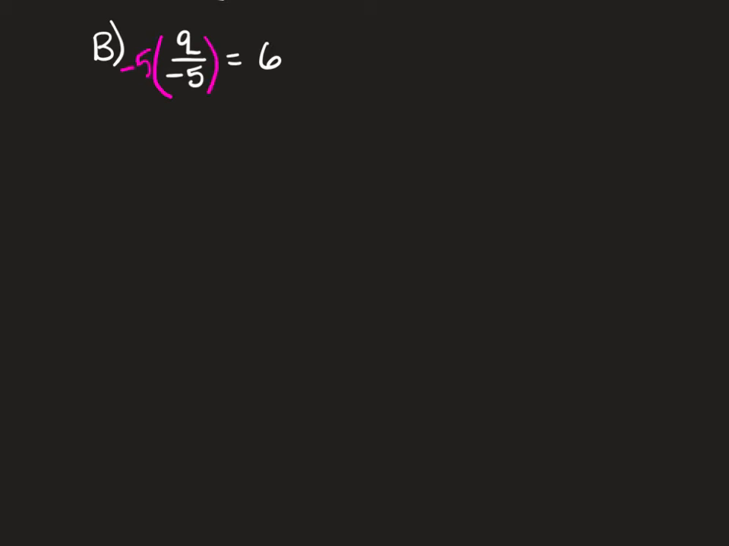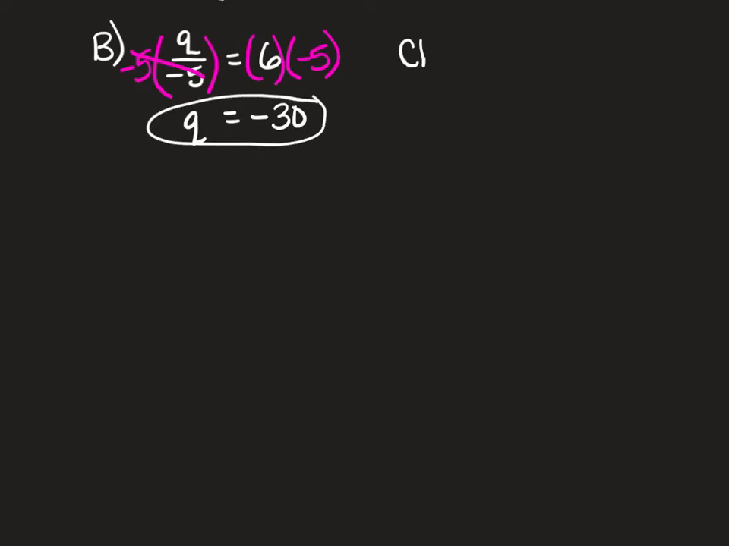by -5. What we do to one side of an equation, we have to do to the other side of the equation. So I'm going to multiply both sides of the equation by -5. On the left side, when I divided by -5 and then multiplied by -5, they canceled out. And I just have q on the left. On the right side, positive 6 times -5 is -30.